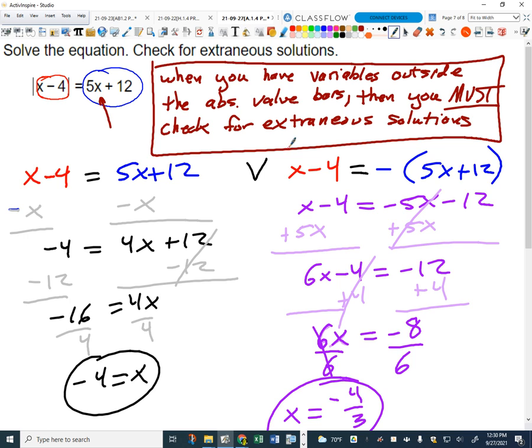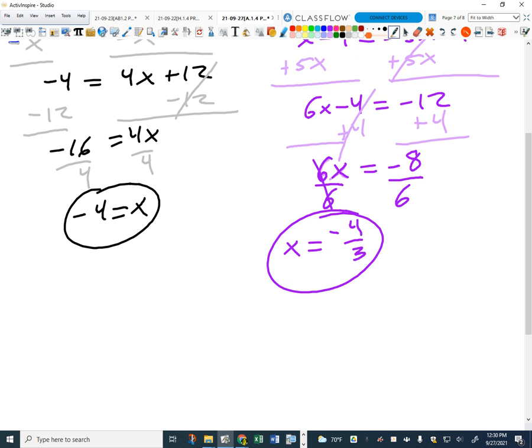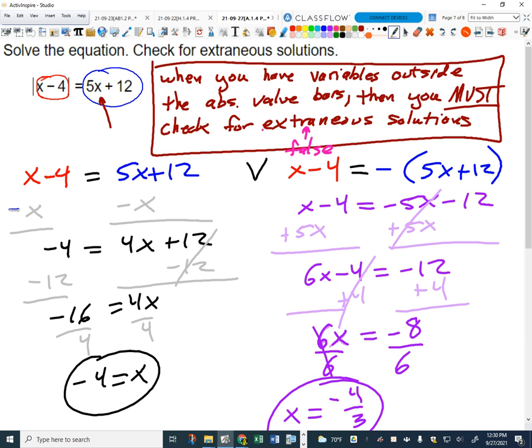And extraneous is just another fancy, that's just a math word for false solutions. Okay? So we'd have to check both of these. We have to plug negative 4 back in and negative 4/3. Okay, well, we could do that, but I'm going to show you a technology shortcut for doing that. That's very helpful.